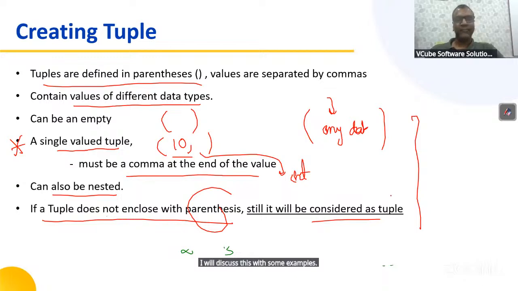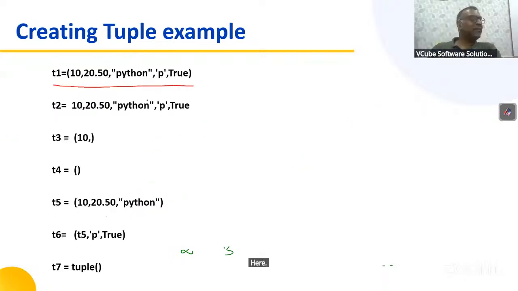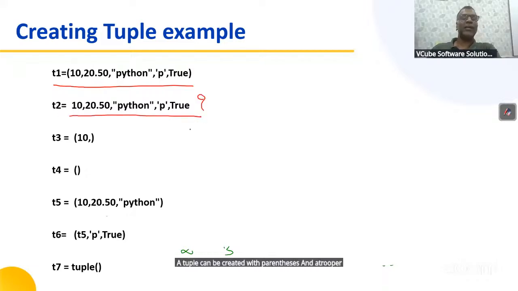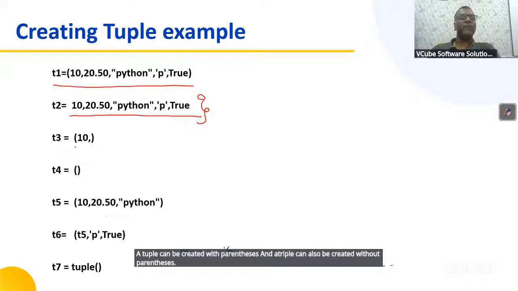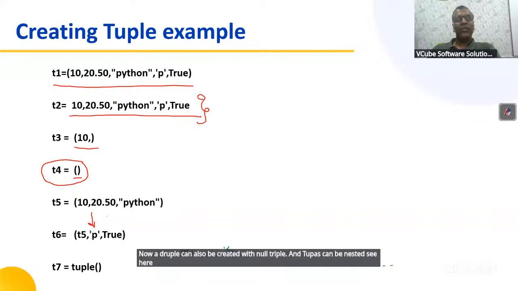A tuple can be created with parentheses, and a tuple can also be created without parentheses. Still, this is also called a tuple. Yes, a single element tuple must end with a comma. Now, a tuple can also be created as a null tuple. Tuples can be nested. See here, a tuple can be nested.